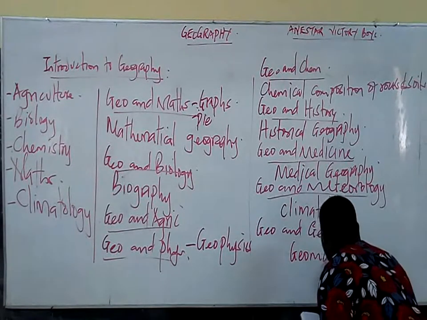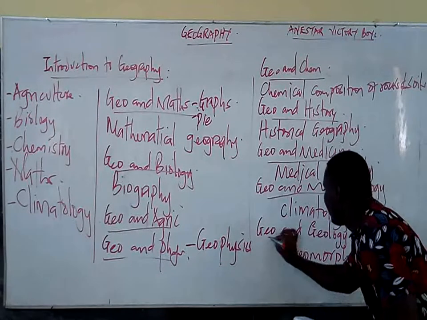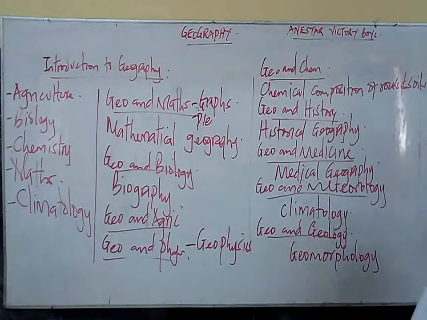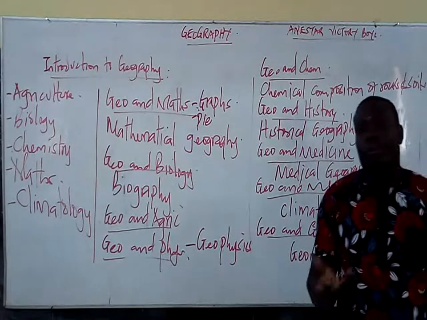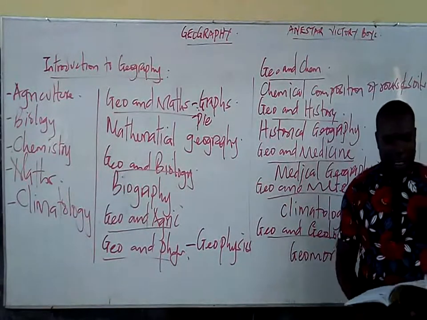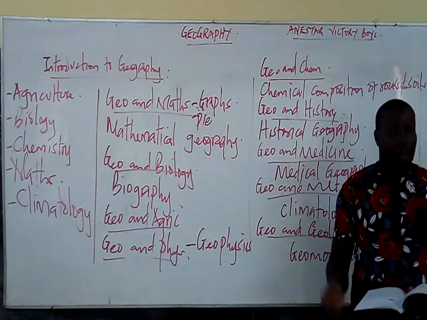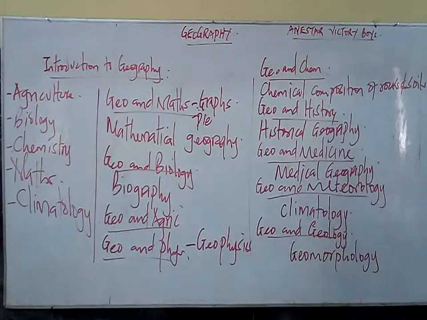This is the branch that comes along when we have the relationship between geography and geology. Apart from geography and geology, we also have two other disciplines, that is geography and economics, and lastly, geography and engineering.